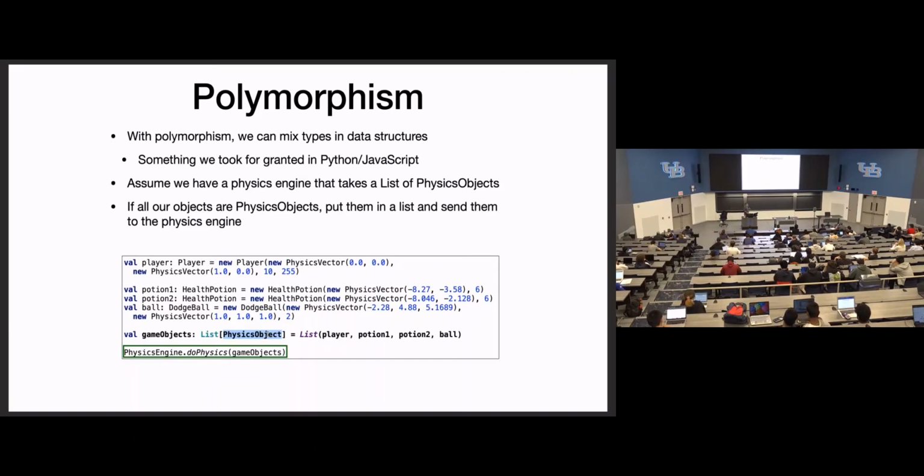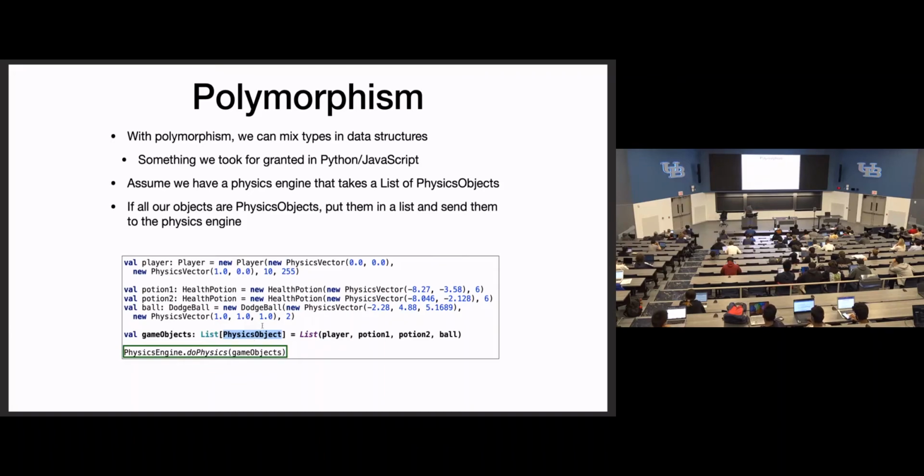But now we want a list that can contain dodgeballs, health potions, and players, so we can give them all to our physics engine, and the physics engine can do its physics stuff. Well, we can't do that, but we can create a list, and physics is going to have no idea what to do with any of those types anyway. But what we can do is create a list of physics objects. So we create a list of physics objects, and now in this list, we can store any object of a type that extends physics object, either directly or indirectly.